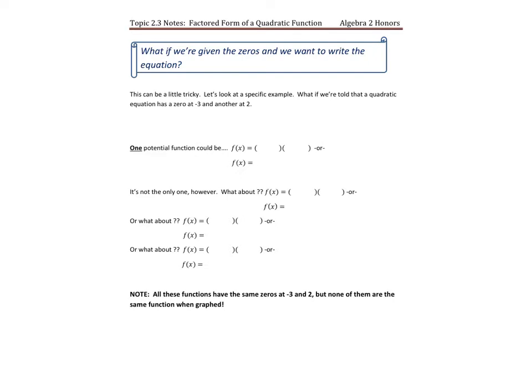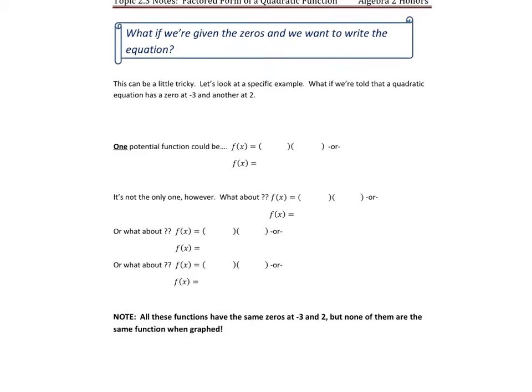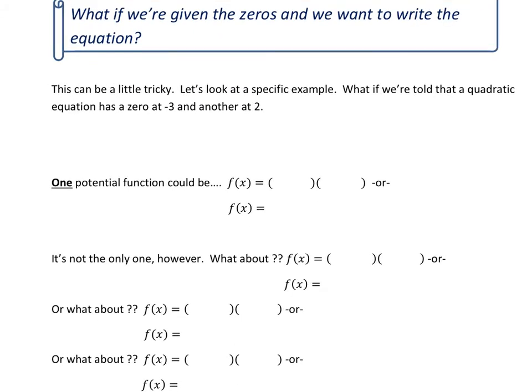So far in this section we've learned how to solve for the zeros of a quadratic function. In other words, solve for the x-intercepts and use those intercepts to graph the function. In this second part we're going to be looking at how to write the function when given the zeros to start out with. So let's take a look at a specific example here.